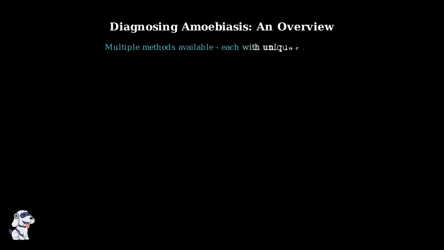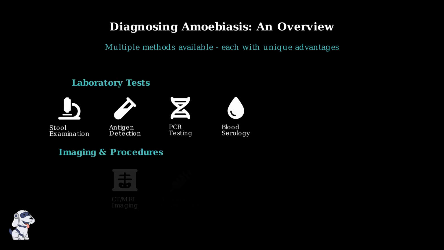Diagnosing amoebiasis can be challenging because the symptoms often mimic other intestinal diseases. Fortunately, we have several diagnostic methods available, each designed for specific situations and types of infections. We can organize these diagnostic methods into two main categories. Laboratory tests analyze samples from the patient, while imaging and procedures help us visualize internal structures and obtain tissue samples. Each method serves a specific purpose in the diagnostic process. Let me explain when and why we use each approach.